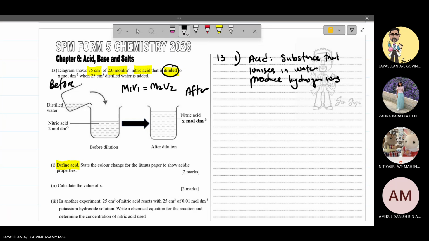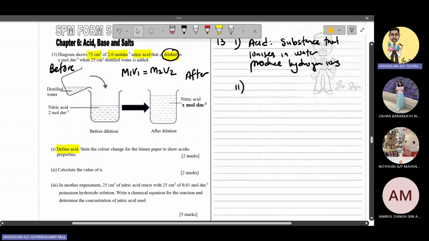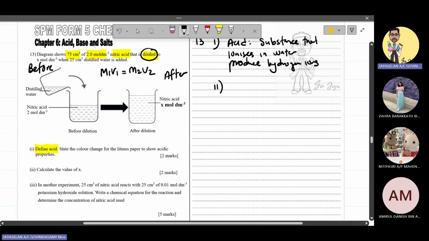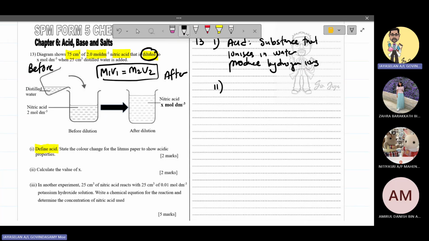Right? Okay, point number 2. Those who just joined now, you go to page number 11. We wait for other students, then we continue. Okay, when you see diluted, please write down the formula of dilution, before and after.